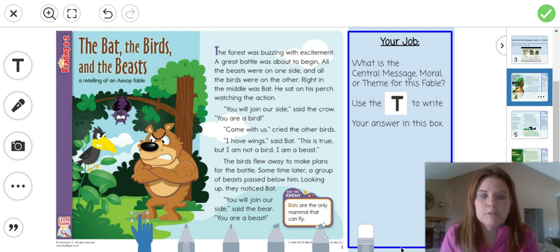Some time later, a group of beasts passed him below. Looking up, they noticed Bat. "You will join our side," said the bear. "You are a beast.